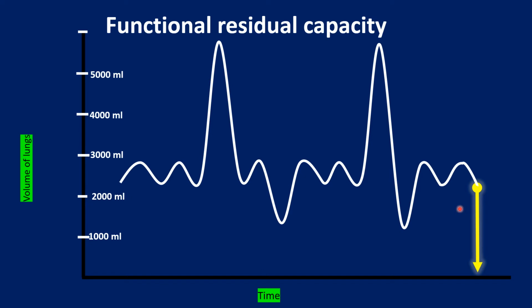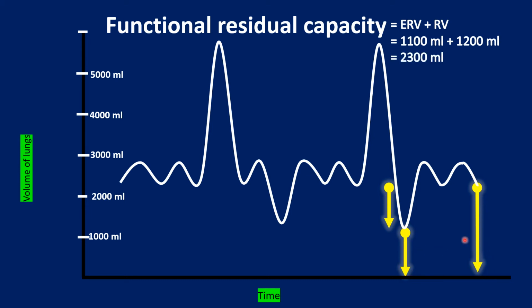We can calculate this functional residual capacity as a sum of the expiratory reserve volume and the residual volume. Mathematically that equates as the sum of expiratory reserve volume and the residual volume. That equals 1100 milliliters plus 1200 milliliters. Altogether it becomes 2300 milliliters.